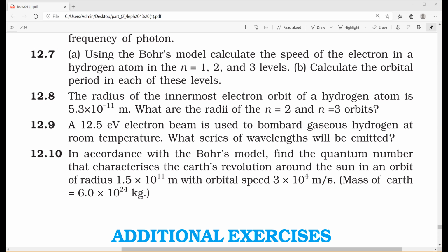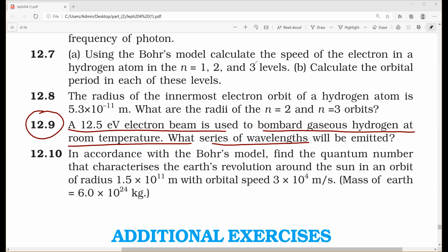So 12.9 what they asked. So a 12.5 electron volt beam is used to bombard gaseous hydrogen at room temperature. What series of wavelength will be emitted ಅಂತ ಕೇಳಿದಾರ. ಸೊ ಏನ್ ಕೊಟ್ಟಿದಾರ, 12.9 ಕ್ಯಾಲ್ಕುಲೇಟ್ ಮಾಡಬೇಕು.